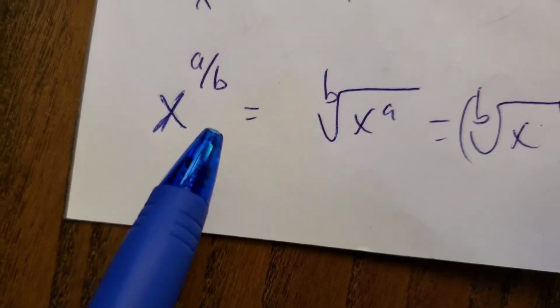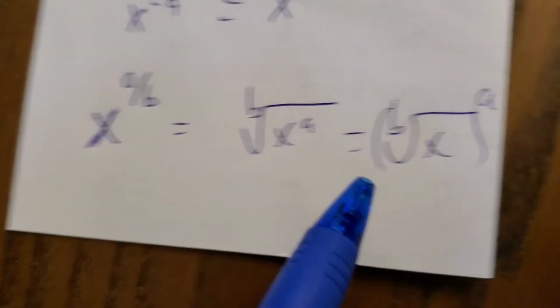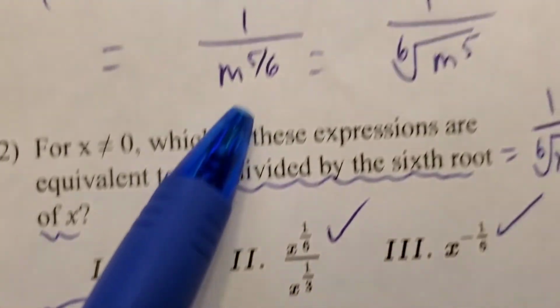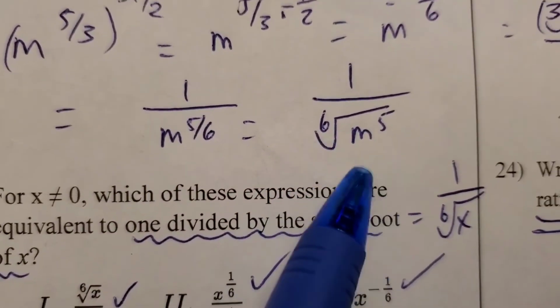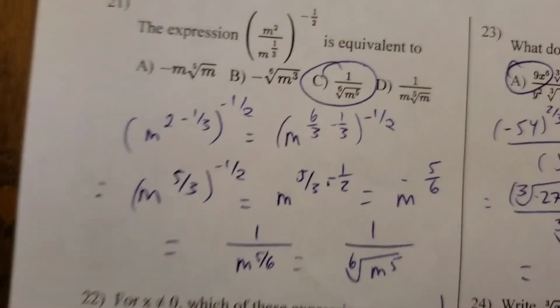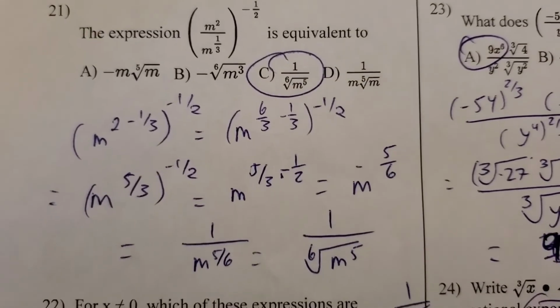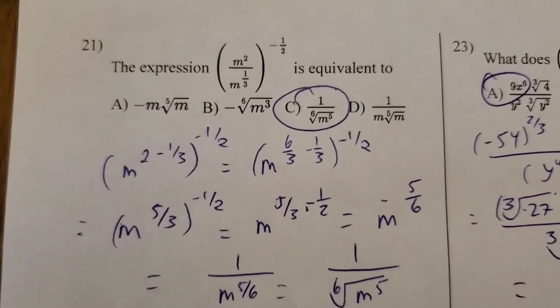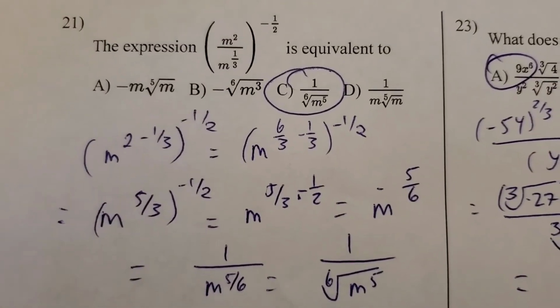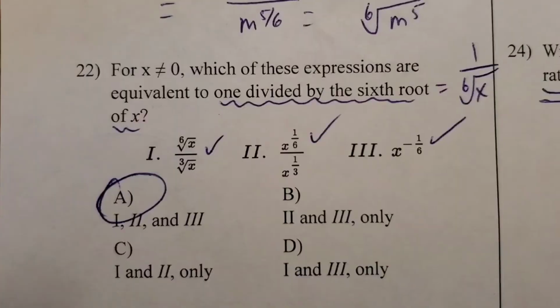And then the last step is we have our fractional exponent here. X to the a over b equals the bth root of x to the a. So we have m to the 5 over 6 becomes the 6th root of m to the 5th. All right. It looks difficult, but this is just testing just about every single one of your rules here. So just go through it step by step. Don't be overwhelmed by it. It's not bad. But the answer is C.